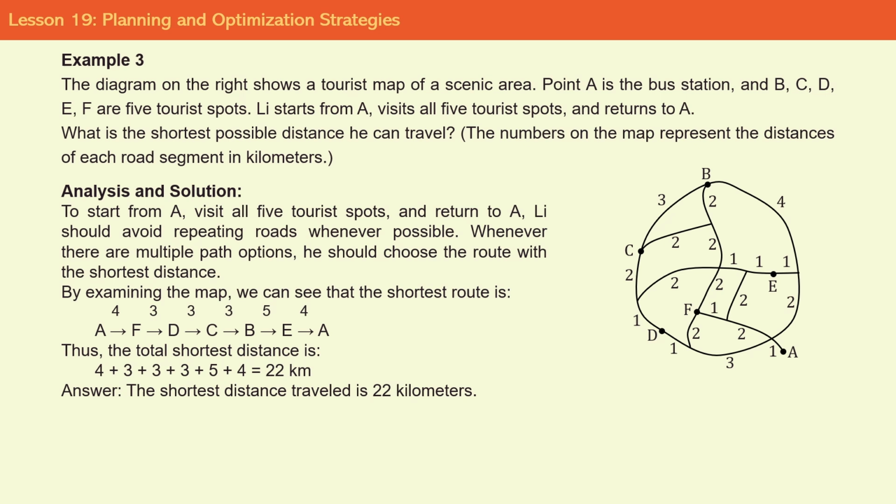To start from A, visit all 5 tourist spots, and return to A, Li should avoid repeating roads whenever possible. Whenever there are multiple path options, he should choose the route with the shortest distance. By examining the map, we can see that the shortest route is, start from A, go 4 km to F, then 3 km to D, 3 km to C, 3 km to B, 5 km to E, and finally 4 km back to A. Thus, the total shortest distance is 22 km.